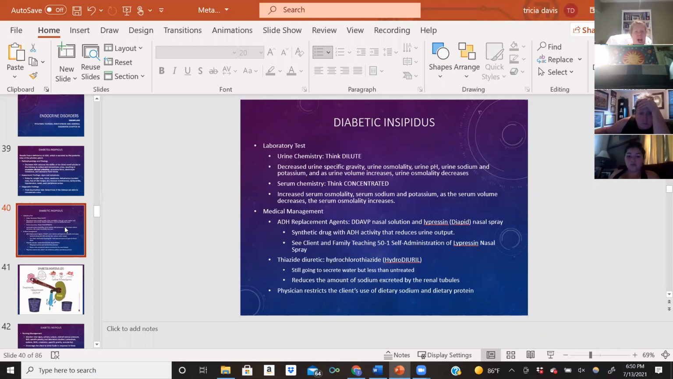When we look at our serum chemistry, so this is in our blood, it's going to be concentrated because everything is coming out of our circulating volume. So we're going to have increased serum osmolality, serum sodium and potassium, and the serum volume is going to decrease. The serum osmolality is going to increase.